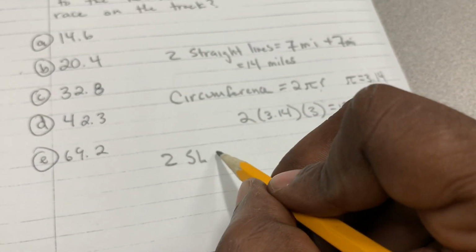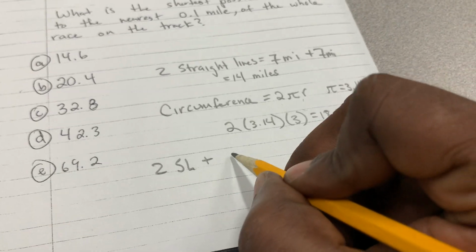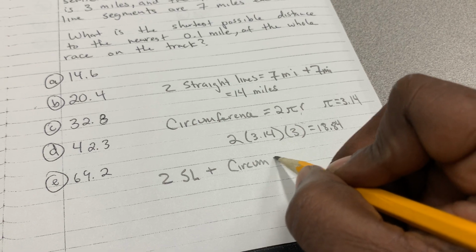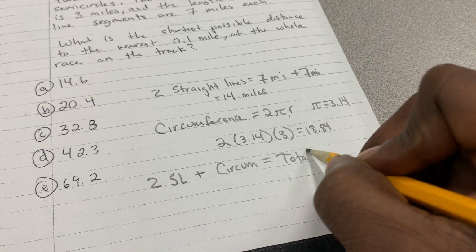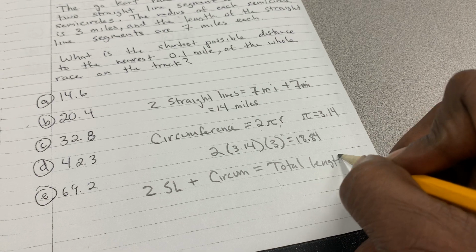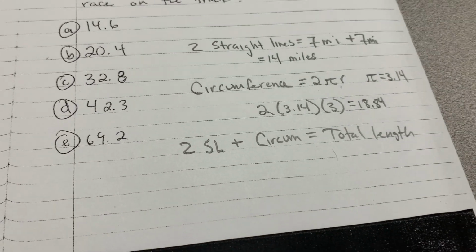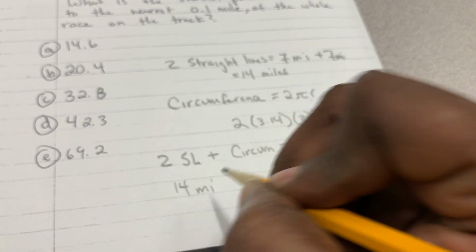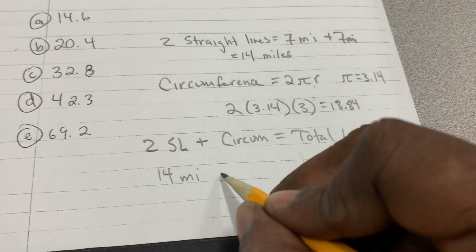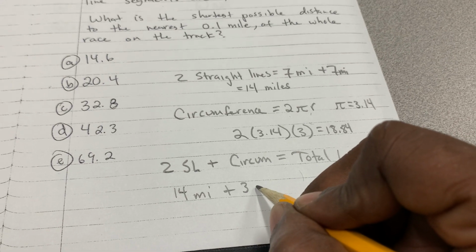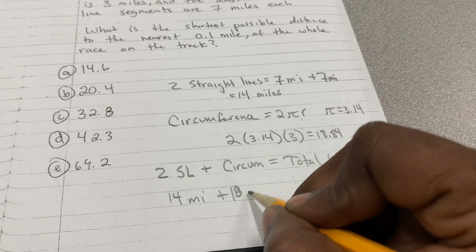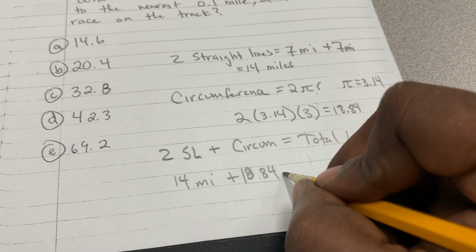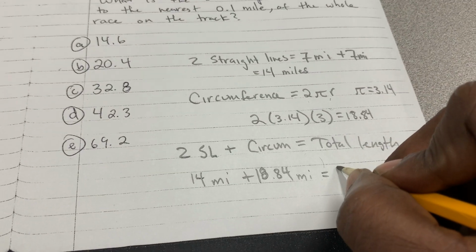Okay? So now the final step is, we're gonna add the 2 straight lines, that's what SL stands for, 2 straight lines, plus the circumference, and that's gonna give us the total length, or the shortest distance possible, okay? So now the 2 straight lines were 14 miles. The circumference was 18.84, okay?